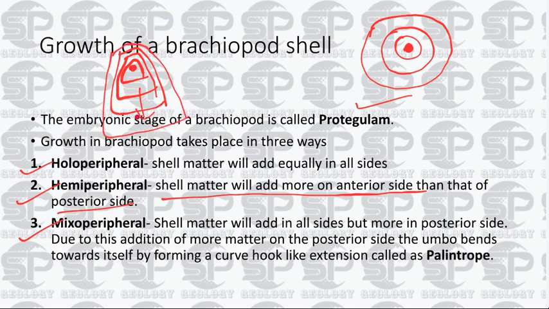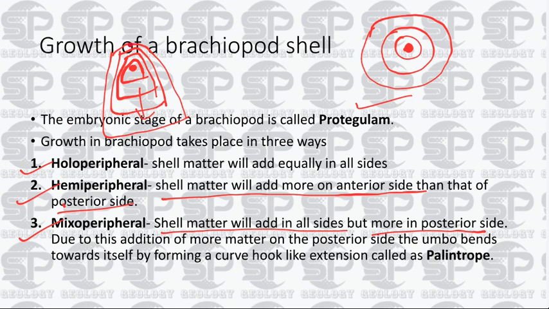It will grow like this. So in hemiperipheral growth, cell matter will add more on the anterior side than on the posterior side. In mixoperipheral, cell matter will add on all sides, but more in the posterior. So in the case of mixoperipheral, cell matter will add more on the posterior side.